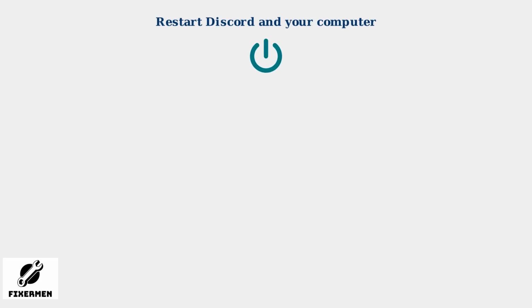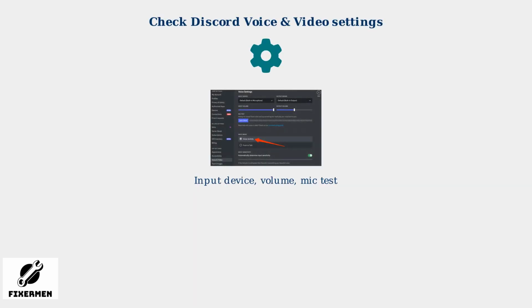Start by restarting Discord and your computer to clear any temporary issues. Navigate to Discord's user settings, then voice and video. Double-check your input device, input volume, and try the mic test feature.